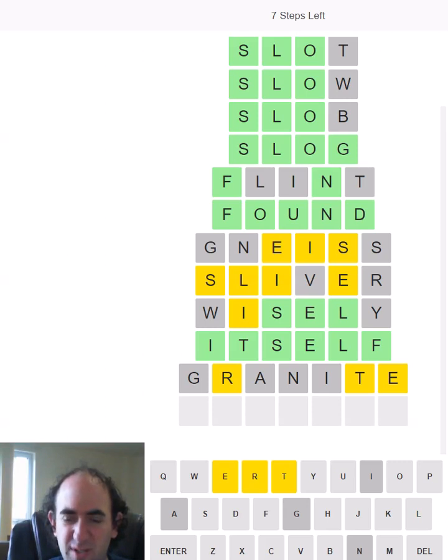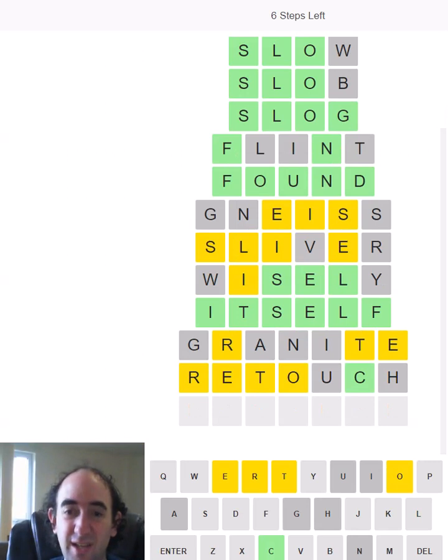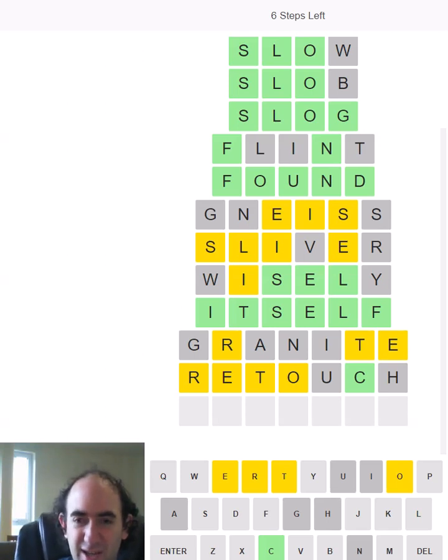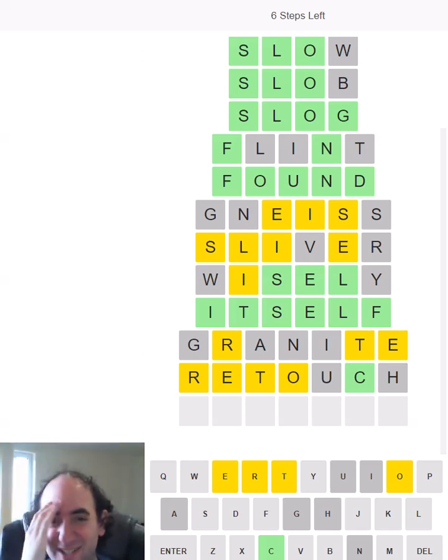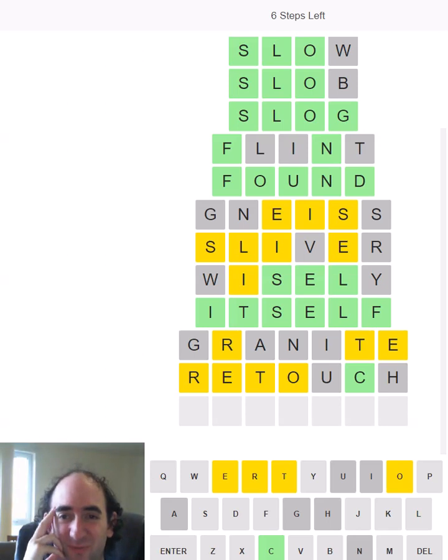How about retouch? Probably should try an ER ending rather than an RE beginning, but it's typed in now. Oh, and it's not an ER ending. We've got the C in the right position. That is very unexpected. Oh, overact is a great word, but we've ruled out the A.